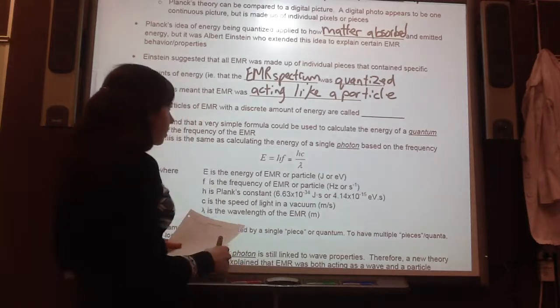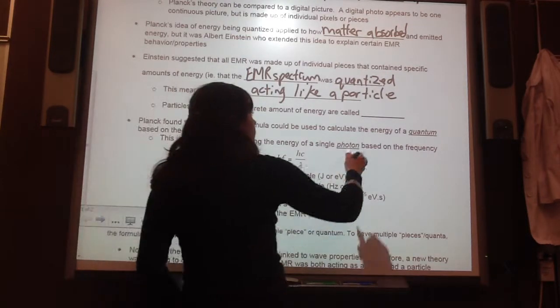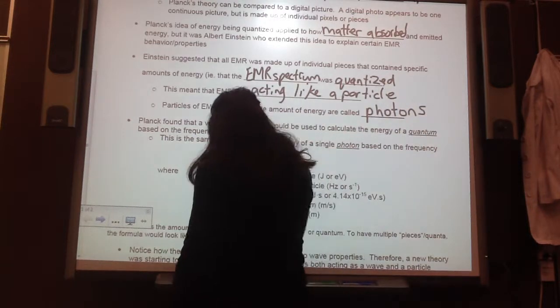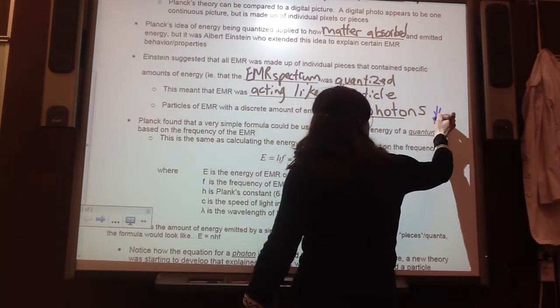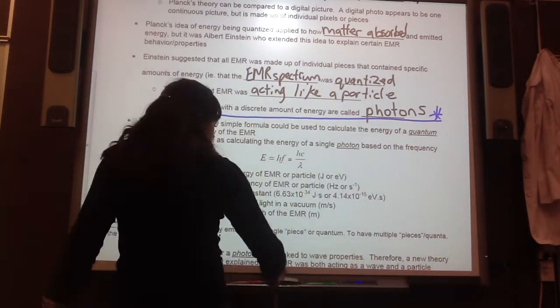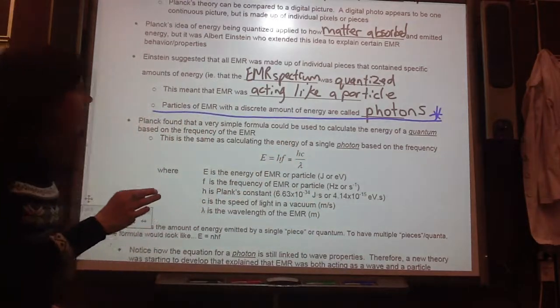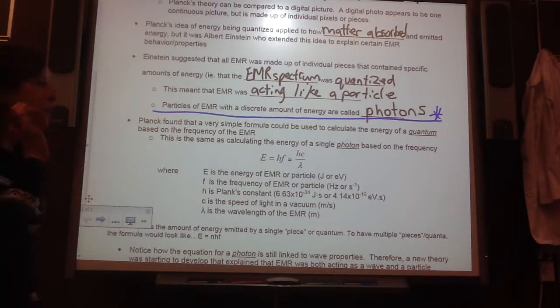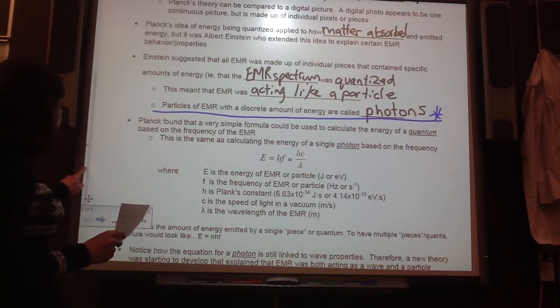Particles of EMR with a discrete amount of energy are called photons. Okay, super important definition here. Particles of EMR with this discrete amount of energy are called a photon. Okay, so that's where photon comes from.